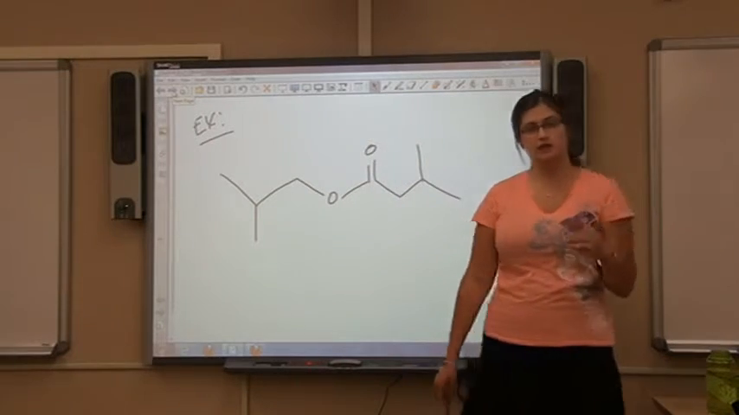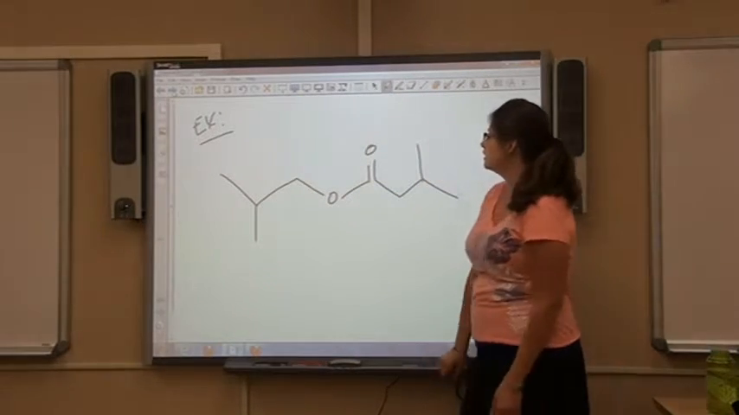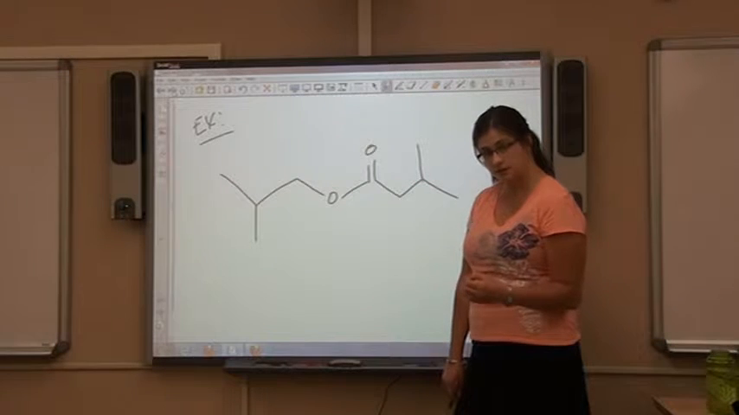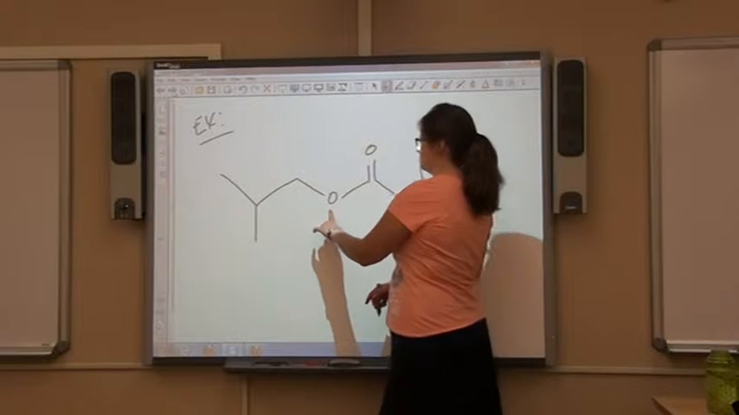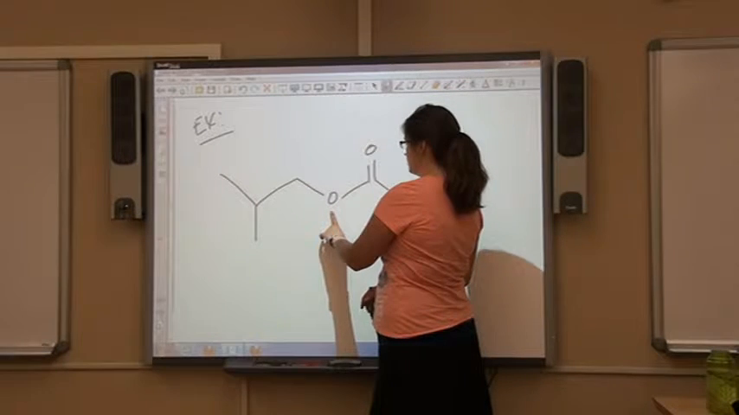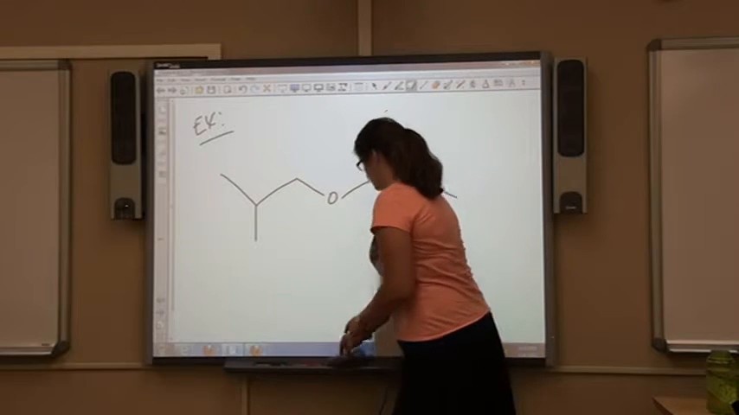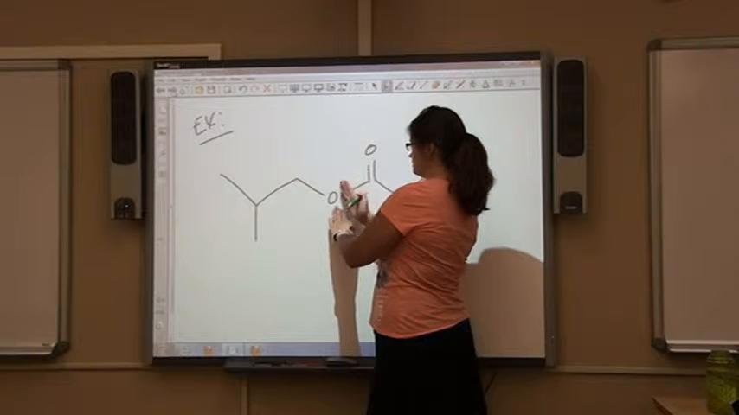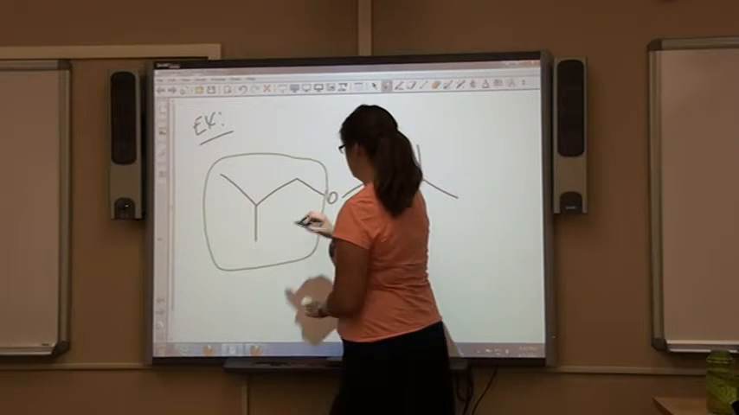Okay, find your alkyl group first. Find your oxygen that's singly bonded to 2 different carbons. That's this oxygen right here. Find your carbonyl carbon. And then, because that's on the right, this time your alkyl group is here on the left.